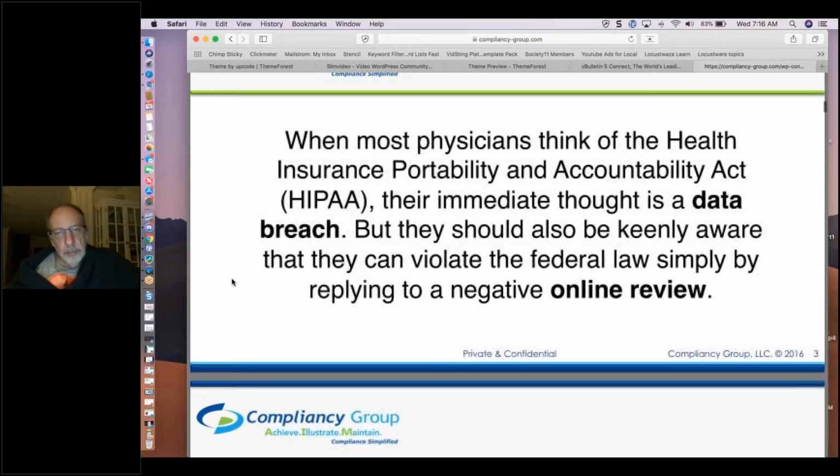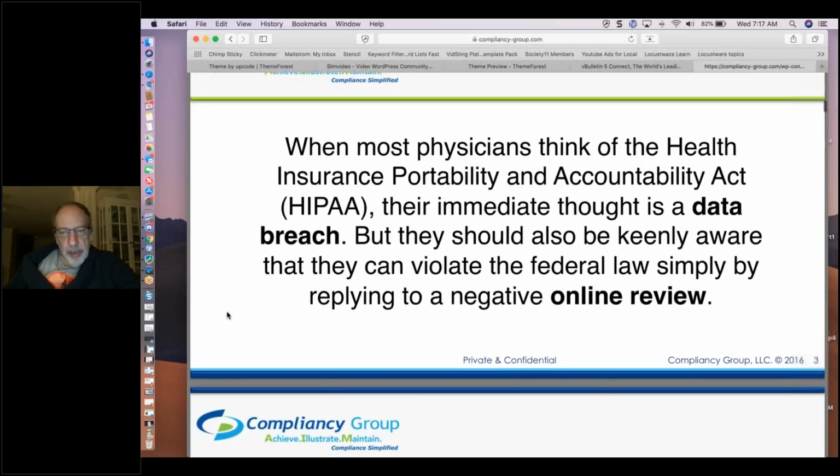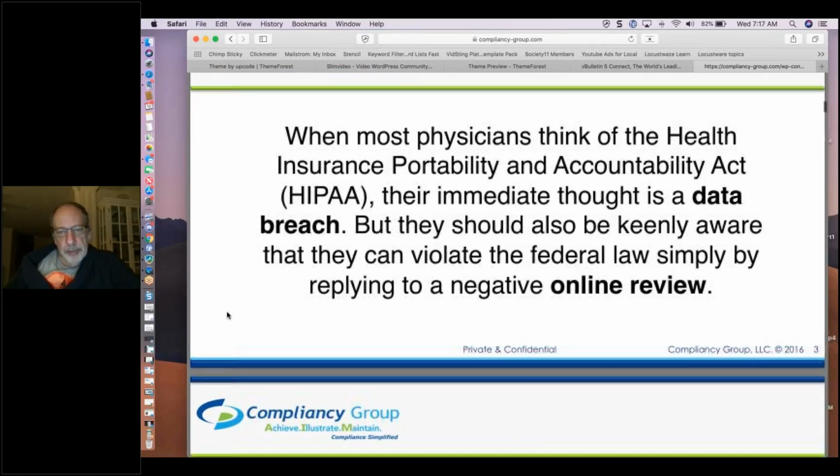With this third party, they're actually going out there and finding these people who could be violating these laws. I don't know if my screen is still showing. You see this statement right here, Guillermo? When most physicians think of the Health Insurance Portability and Accountability Act, they immediately think of a data breach, but they should also be keenly aware that they could violate federal law, for example by replying to a negative online review. It's any little thing, and it's a crazy law, man.